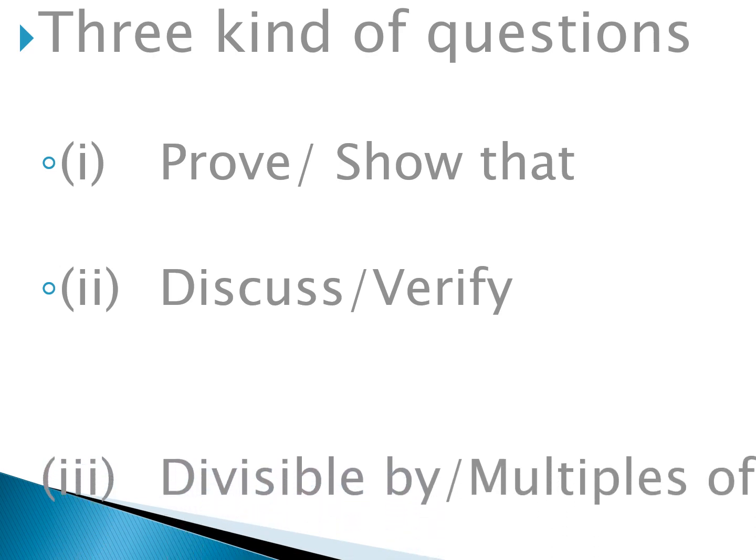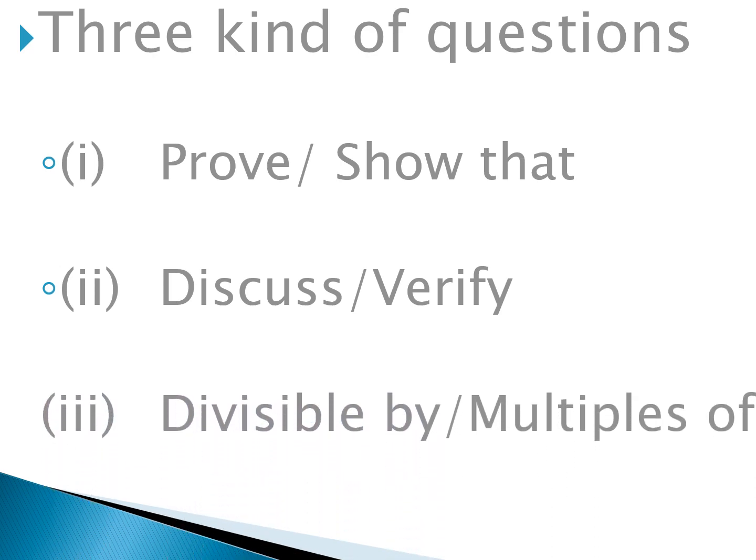Next, some questions come as divisible by or multiple of, both are the same meaning. If they are telling it is divisible by 3, then you have to prove that (A, A). If A is divisible by 3, the second number B also is divisible by 3. In place of B, we will be using A. That is a true fact.